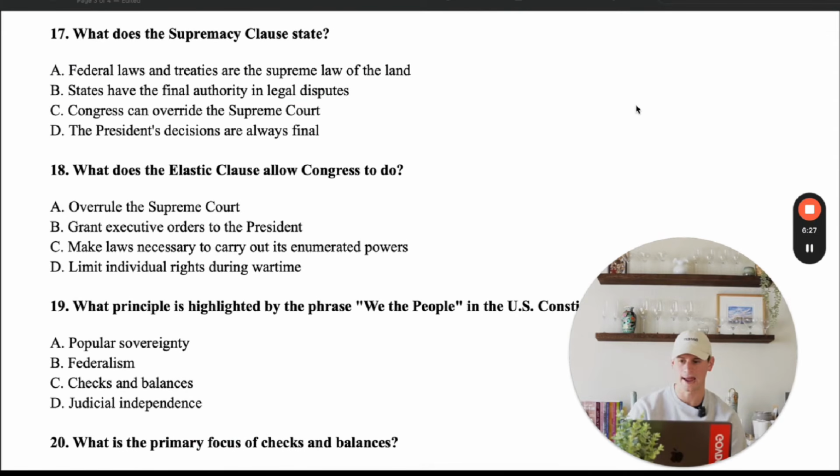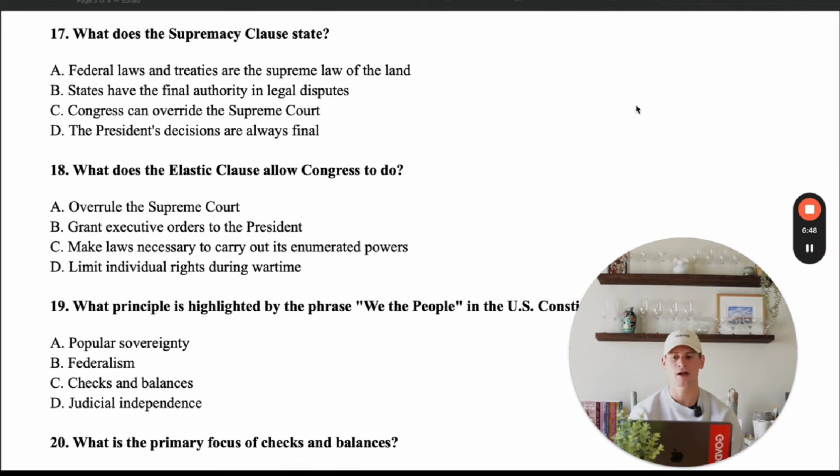Okay, let's take a look at 17. What does the Supremacy Clause state? All right, so A says federal laws and treaties are the supreme law of the land. States have the final authority in legal disputes. Congress cannot override the Supreme Court, and the president's decisions are always final. All right, so supremacy, you have to think supreme. Which laws are above those other laws?